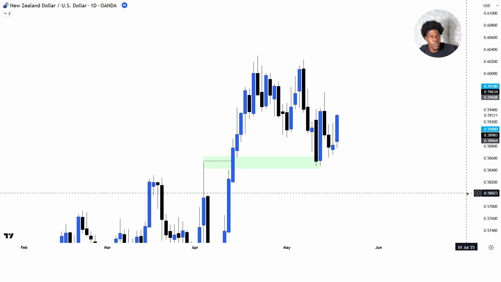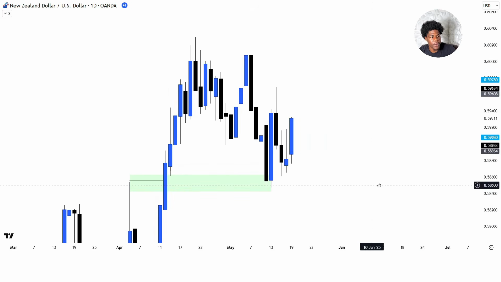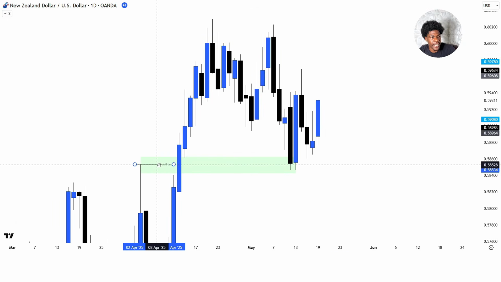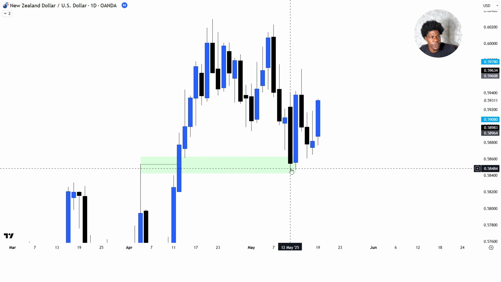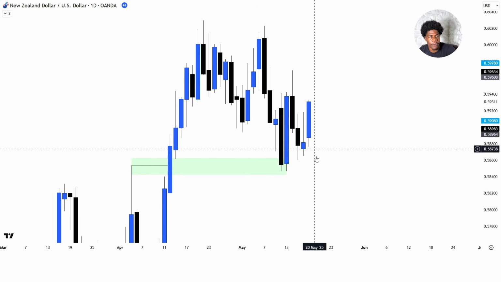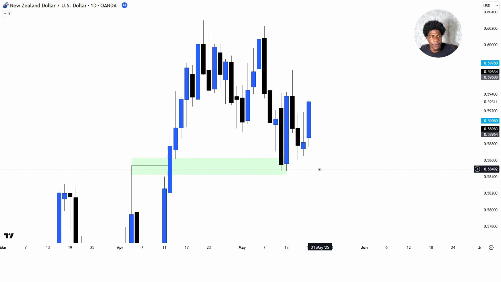Now I can zoom in a little bit more. Now we have our daily fair value gap zone that I'm looking at. This is where price came into, and now we're getting our lower time frame reaction. Now let's get out on the 4 hour and on the 1 hour and the 15 minutes just so we can do more refinements.